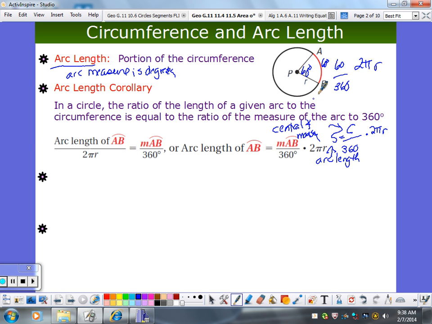You just think about what you're doing. I'm getting a piece of the circumference. So let me start with your circumference, and I'm taking a fraction of it. And since I have 360 degrees in a circle, that's the fraction I'm taking of it.